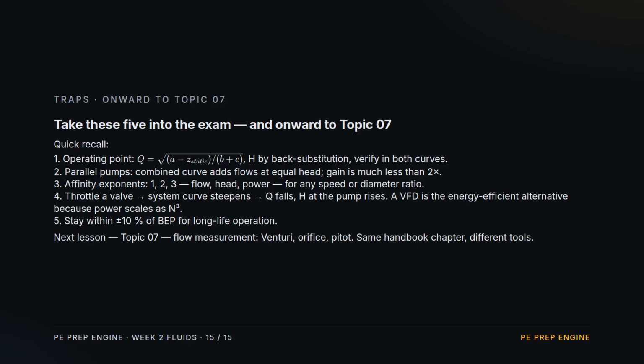Five takeaways. 1. Operating point shortcut: Q equals the square root of A minus Z static over B plus C. 2. Parallel pumps add flows at equal head, but the rising system curve clamps the gain well below double. 3. Affinity exponents 1, 2, 3 for flow, head, power. 4. Throttling steepens the system curve. A variable frequency drive saves energy because power scales as the cube of speed. 5. Operate within 10% of BEP.